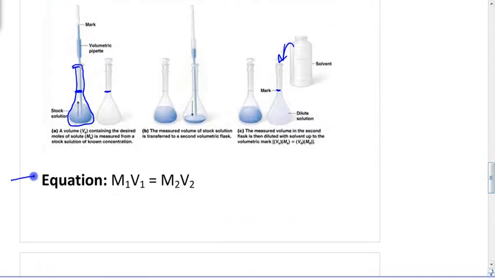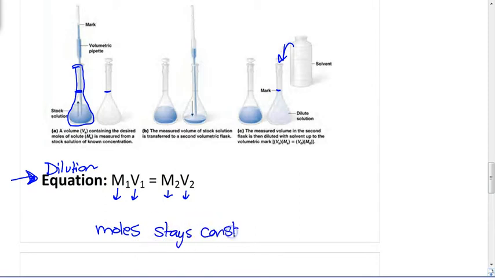Here's the equation I was talking about earlier. So this is the equation for a dilution, where the molarity of your initial stock solution times its volume that you take out equals the molarity that you want at the end times the volume that you want at the end. And this works because the number of moles stays constant. You're not adding any more solute as you do the dilution. If you are mixing different amounts of solute together from different sources, you cannot use this equation.